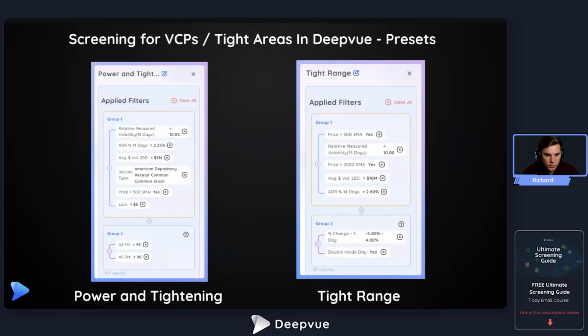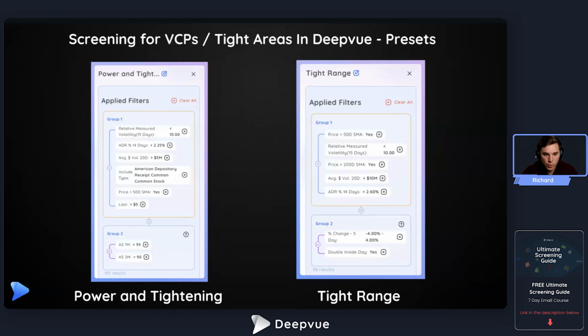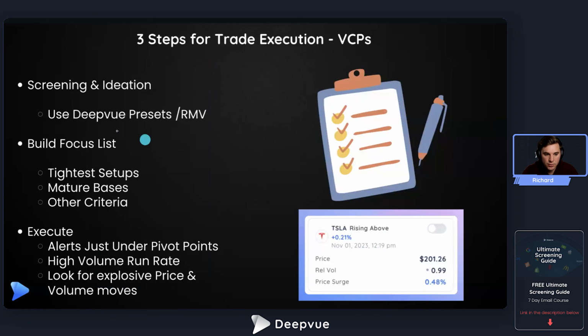Yep. So that moves on from screens, and we'll take a look at those live in the app in just a minute here. And moving on to the last slide here, 3 steps for trade execution when it comes to VCPs. First, of course, there's screening and ideation. In order to trade a stock, it needs to come into your universe, pass across your screen somehow. So you can incorporate these type of screens into your process, into your routines, look at these weekly or daily, and then you can basically add that stock to your focus list.